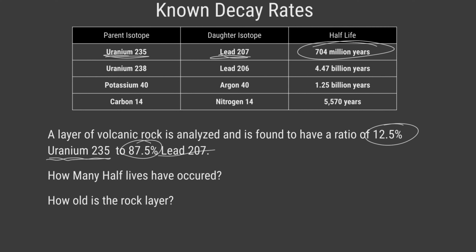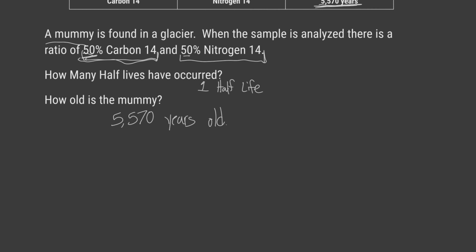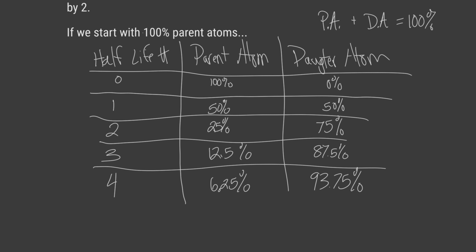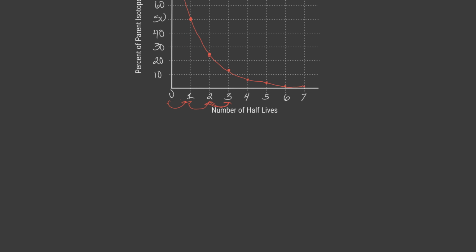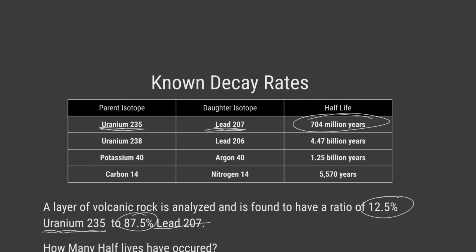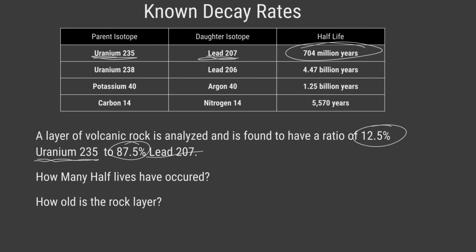Next, how many half-lives happened? Well, at what half-life number do we see the ratio of 12.5% to 87.5%? Let's go back up and look at our table. Again, we're looking for 12.5% to 87.5%. That is on our third half-life. At our third half-life, we see 12.5 to 87.5%. So we know that 3 half-lives have occurred. We'll put that information in. 3 half-lives have occurred. Each half-life takes 704 million years.